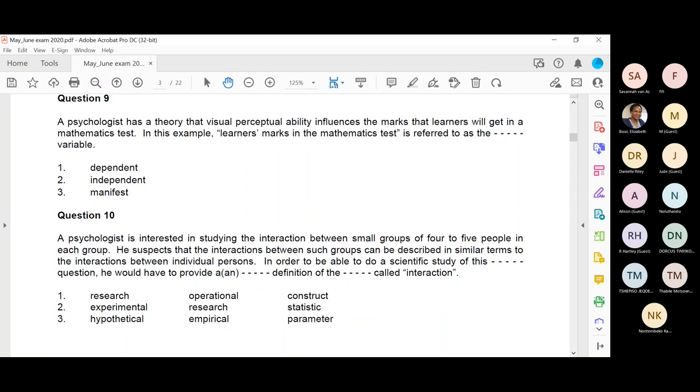Question nine, a psychologist has a theory that visual perceptual ability influences the marks that learners will get in a mathematics test. In this example, learners' marks in the mathematics test is referred to as the variable. Is it a dependent variable, independent variable, or manifest variable?